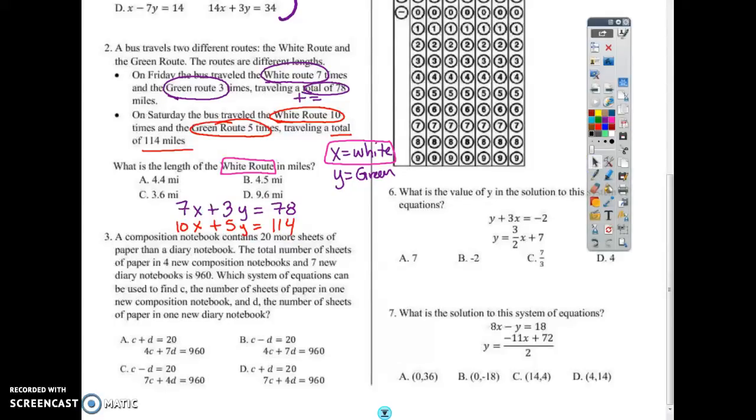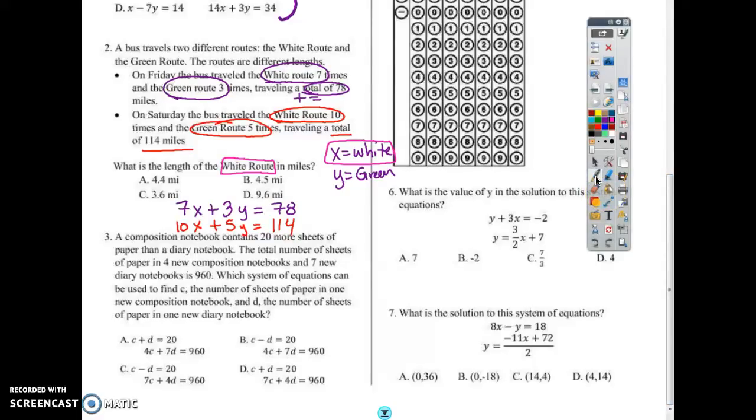Go. Okay, again, if you have not finished this problem, you need to press pause. I'm not going to give you the answer. You need to figure it out. If you put those 2 equations in Desmos and see where they cross, it will give you the answer for the white. Let's move to problem number 3.